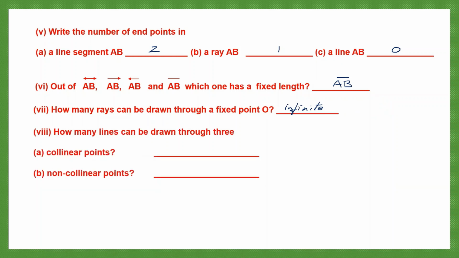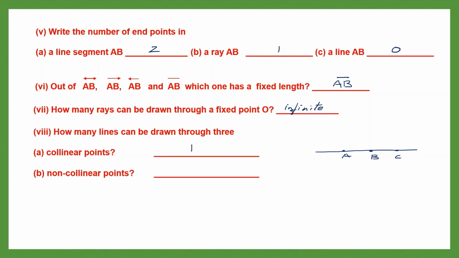How many lines can be drawn through three collinear points? Now what are collinear points? Collinear points are three or more points which lie on the same straight line. Now suppose I have 3 points here and there is a line passing through all these 3 points. If I name them A, B and C, they are called collinear points. Okay, so the question here is how many lines can be drawn through three collinear points? So we have three collinear points. How many lines can you draw? You can only draw one line. Okay, so the answer here is 1.